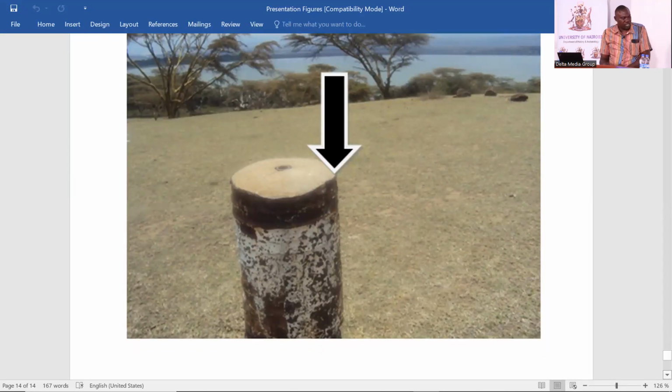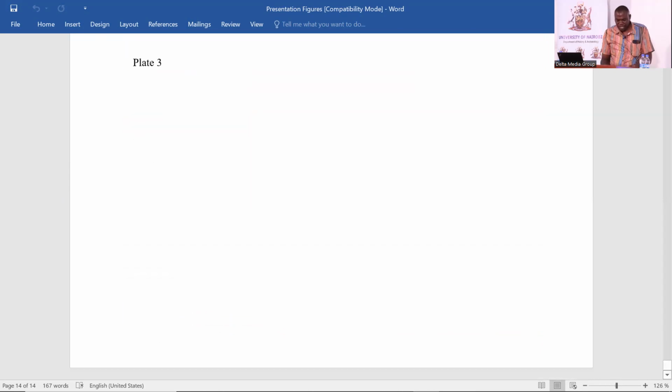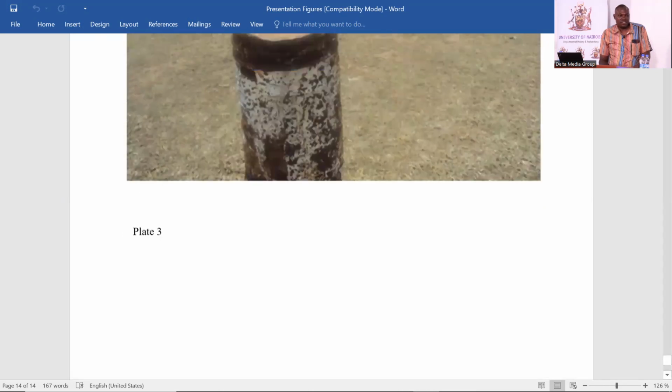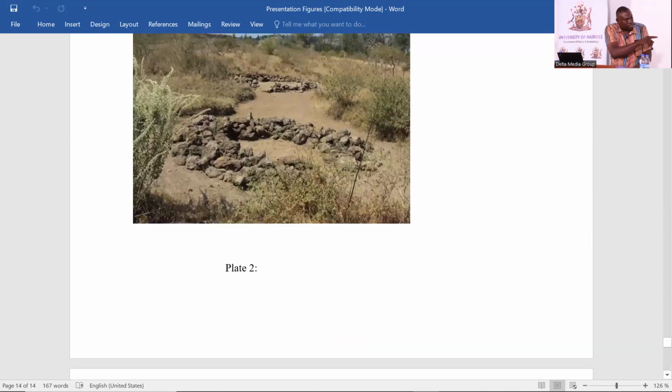No, not that one. There is another one. There is another one there. There's another photo. I think it's up. Yeah, this one.